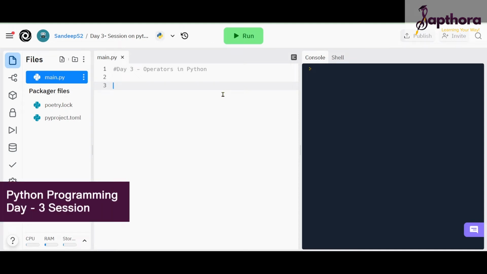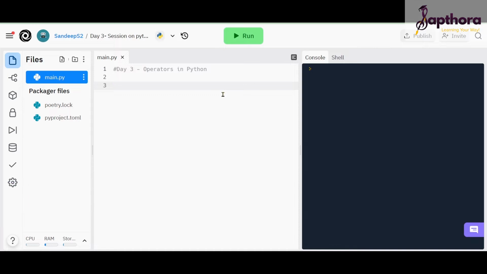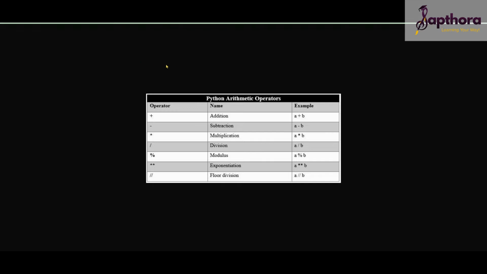So here in the day 3 session, we are going to look at operators in Python. There are a lot of different operators in Python, so let us see them one by one. Let us look into the arithmetic operators first. So what is an operator?